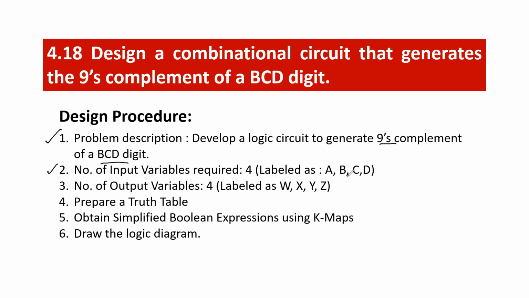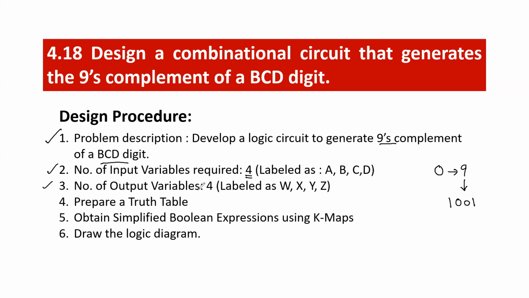Those are labeled as A, B, C, D. Because BCD means the digits should be 0 to 9 only, since the decimal digits are written in binary form. The decimal digits are 0 to 9, so the largest decimal digit is 9. 9 in binary is 1001, so it requires 4 bits. So it needs 4 input variables, which are labeled A, B, C, D.